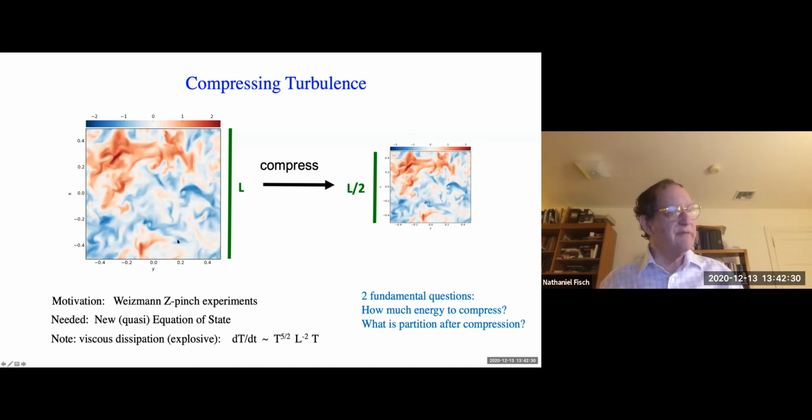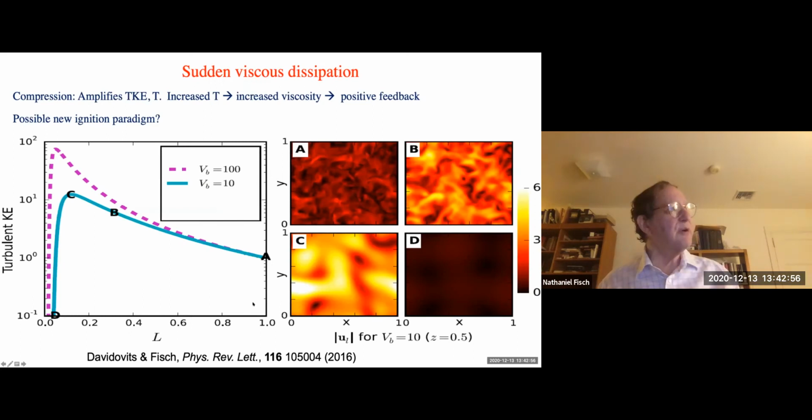You can start out inviscid, where you have lots of turbulence. You compress it, you get more turbulent energy, but then you also get more thermal energy. And if the plasma becomes hotter, then at some point the viscosity becomes really large, and then you start to dump the turbulent energy into thermal energy, which is explosive, because then you become even more viscous. And that's what Seth found.